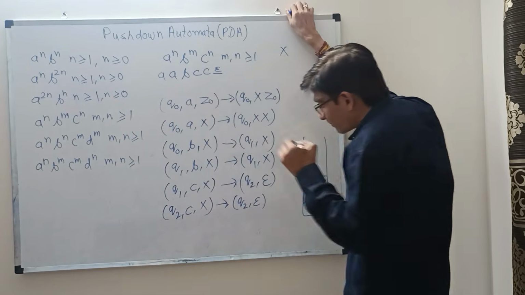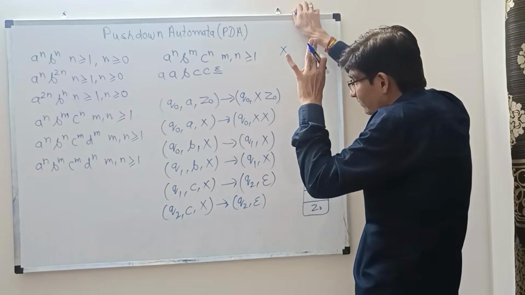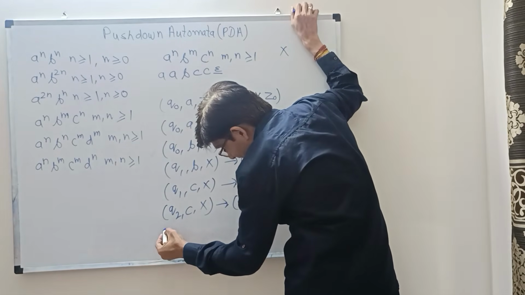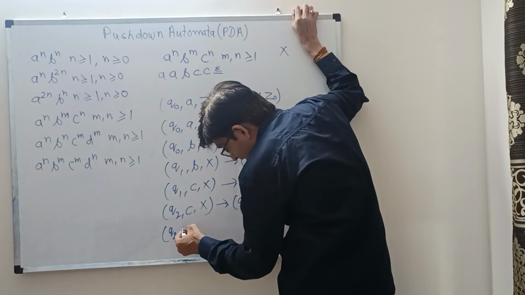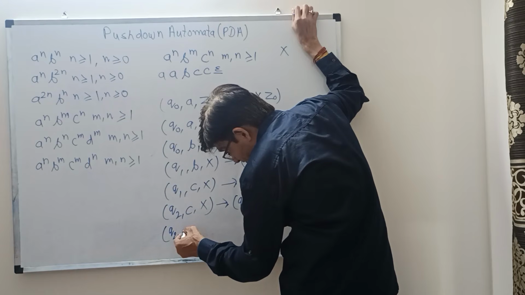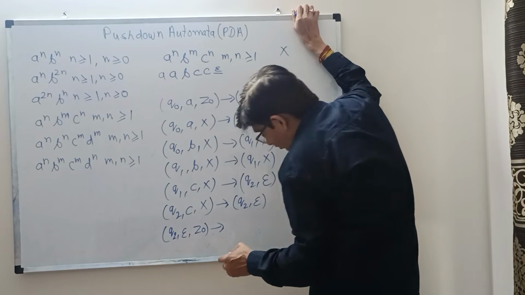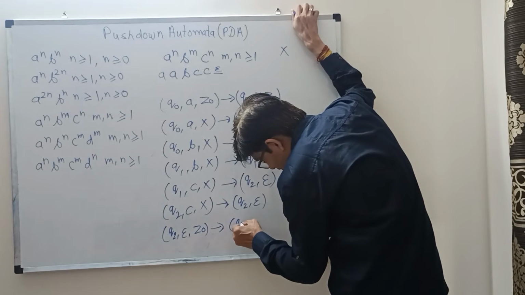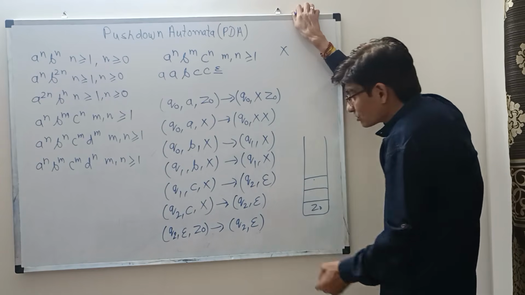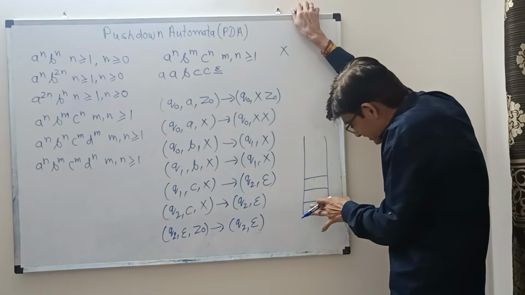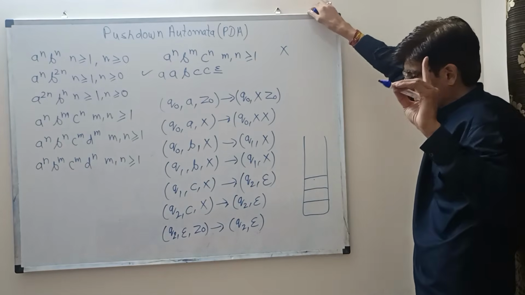Now, after reading complete C, the string would be completed and you will read epsilon there. And for a valid string, when you are reading epsilon, you must be in Q2, and Z0 must be the stack top there. So now you can stay in Q2 and remove this Z0 from the stack. So after reading the complete string, this Z0 would also be removed. So the string is accepted by the PDA.